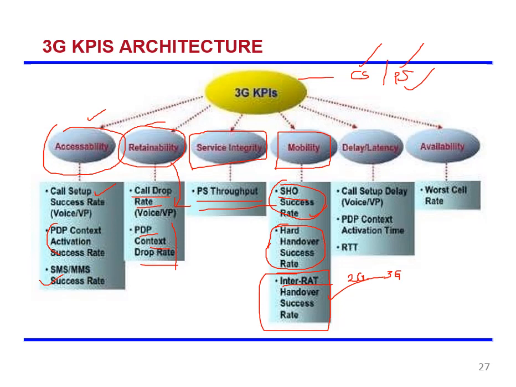And another important KPI is delay or latency. The latency is reducing as we are going to new releases. How will the latency be measured? Call setup delay, PDP context activation time, RTT, the round trip delay or round trip time. Call setup delay, PDP context activation time or round trip time all signify the latency.